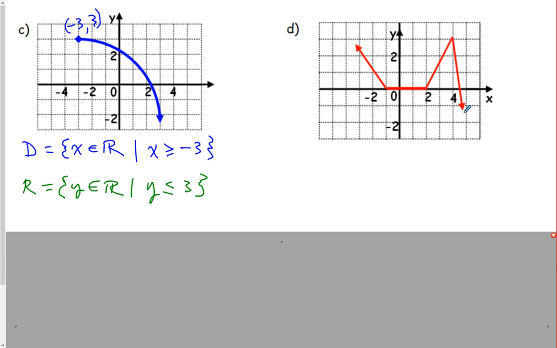I was just saying you can have any y value as long as it's 3 or less. Right? We know we can have any y value as long as it's 3 or less.